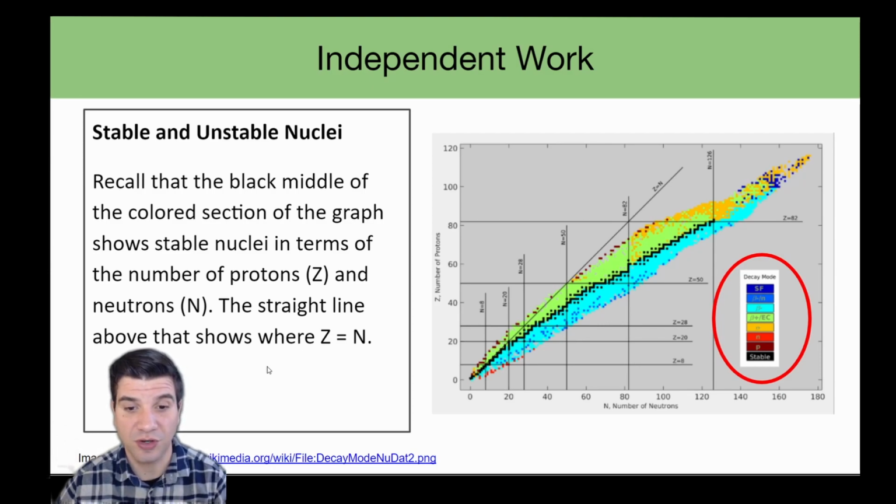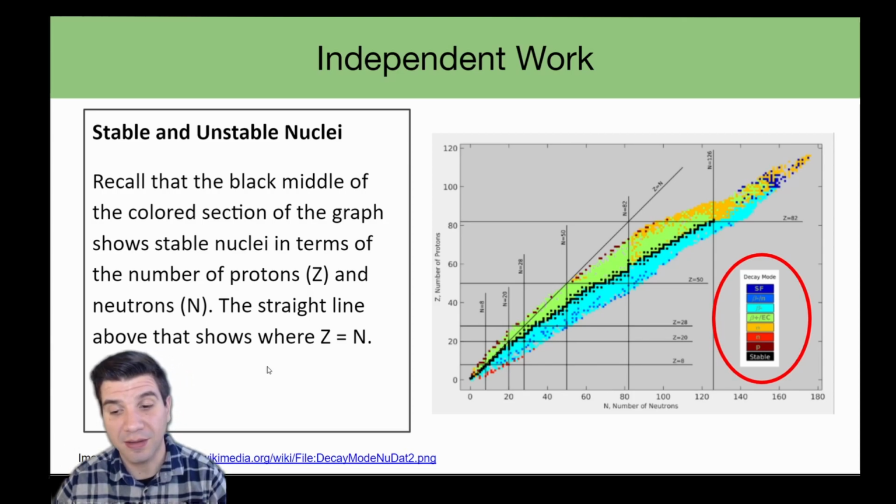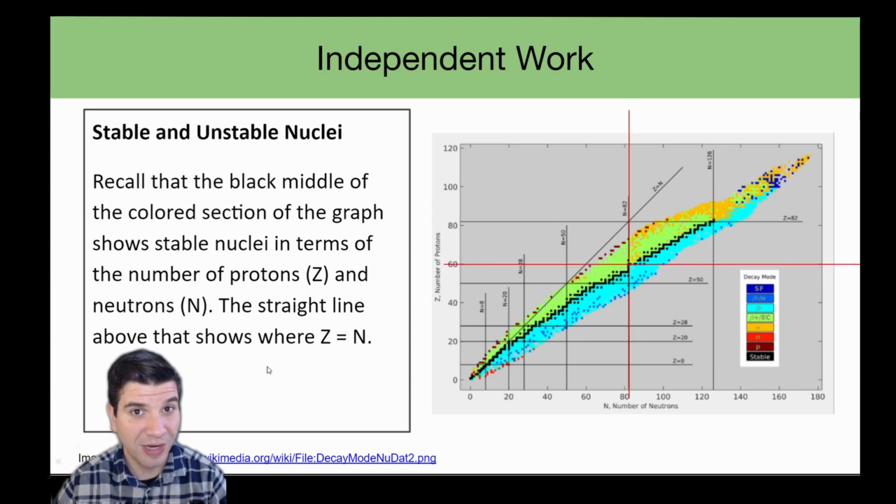So how do we use this chart? The vertical axis on here shows letter Z, which is the number of protons for the isotope. And at the bottom, the horizontal axis, we see letter N, which represents the number of neutrons. So let's try and practice this.